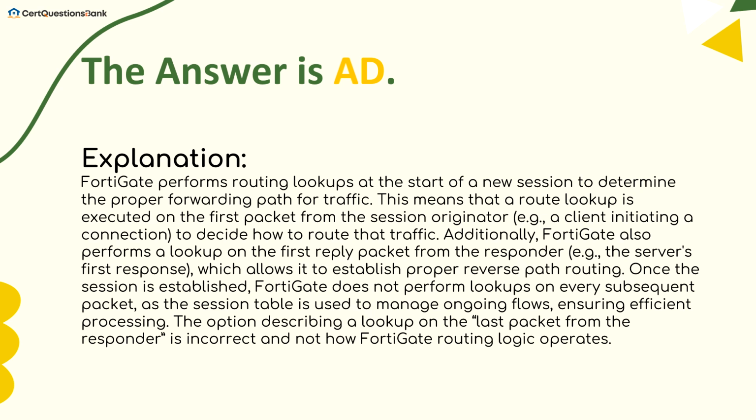FortiGate performs routing lookups at the start of a new session to determine the proper forwarding path for traffic. This means that a root lookup is executed on the first packet from the session originator, e.g., a client initiating a connection, to decide how to route that traffic. Additionally, FortiGate also performs a lookup on the first reply packet from the responder, e.g., the server's first response, which allows it to establish proper reverse path routing.